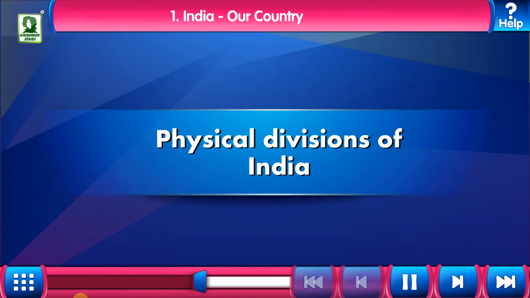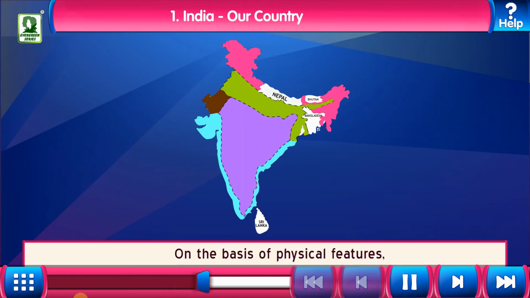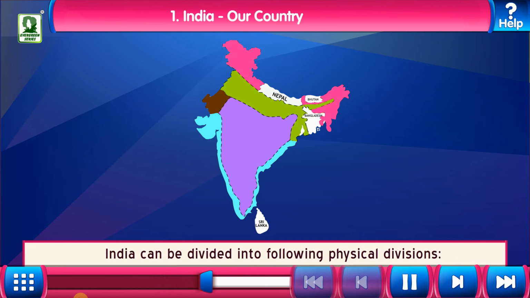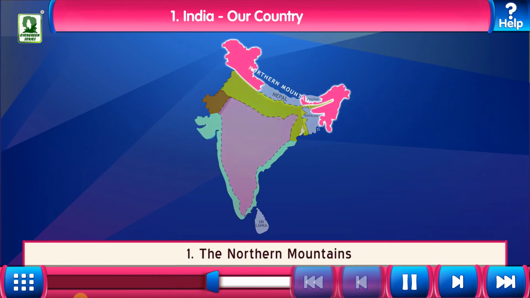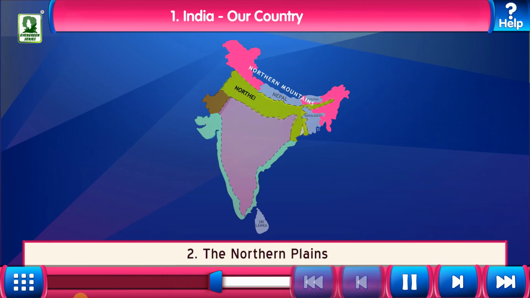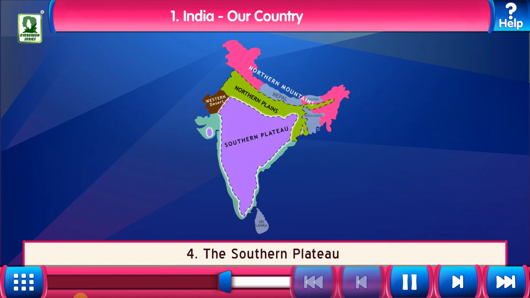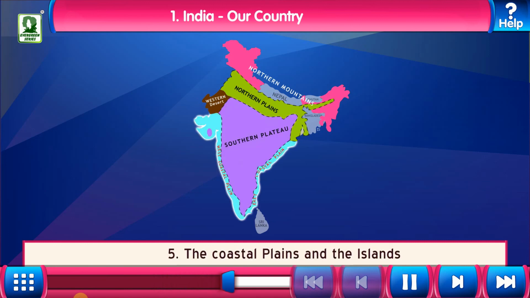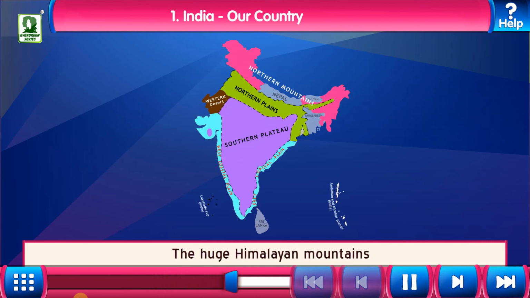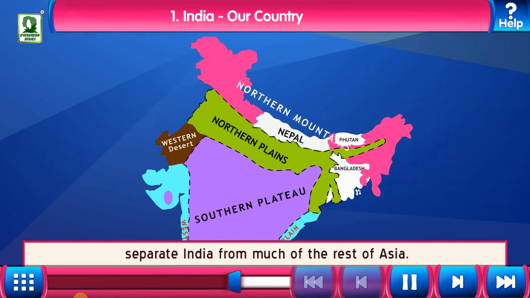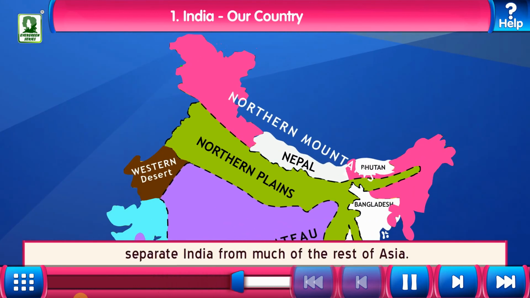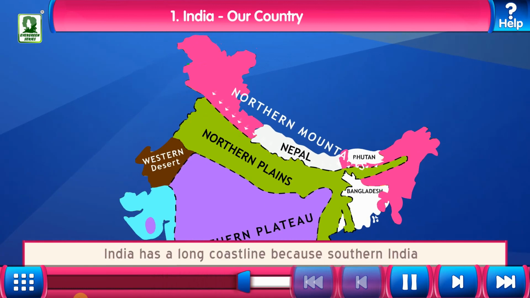Physical divisions of India. On the basis of physical features, India can be divided into following physical divisions: the Northern Mountains, the Northern Plains, the Western Desert, the Southern Plateau, the coastal plains and the islands. The huge Himalayan mountains separate India from much of the rest of Asia. They also protect India from chilling cold winds.